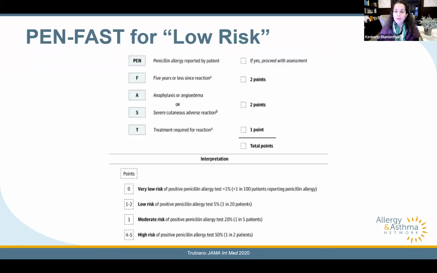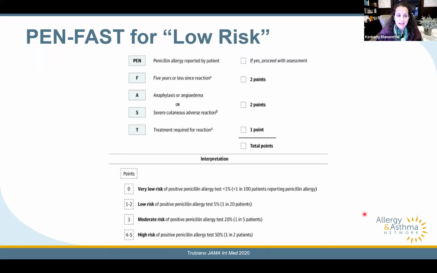Okay. I want to review a little bit more about the PenFast clinical decision rule because we might be asked to lead it for a lot of different groups or our collaborative hospitals. It's very catchy and easy to use. And so part of me loves it. And so I do want to tell you about it.